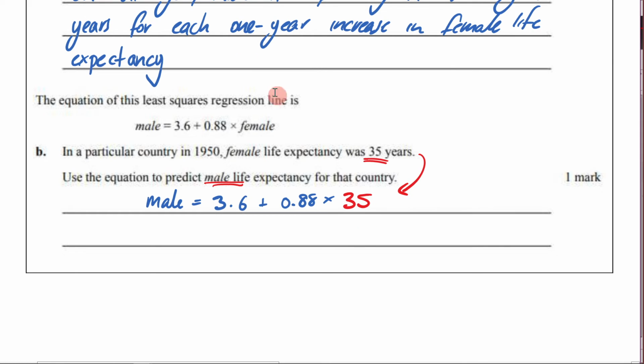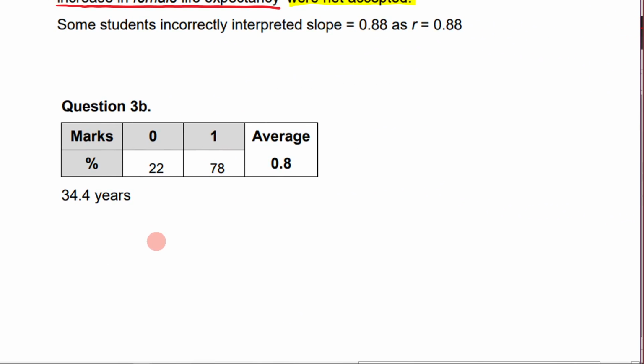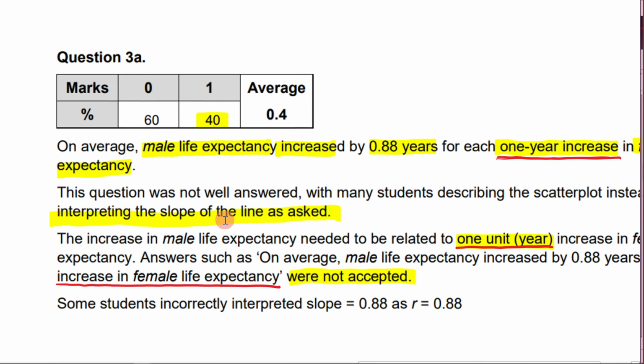Then you'd go to your CAS calculator, you would type this in, and you would find out that what you're going to get out is 34.4 years. That is the male life expectancy for that country, 34.4 years. If we look at our examiner's report here, you can see that 78% of people got 34.4 years. So this one was pretty well done when the other one was not well done. Just make sure you've got that template ready to go and you know how to use it.